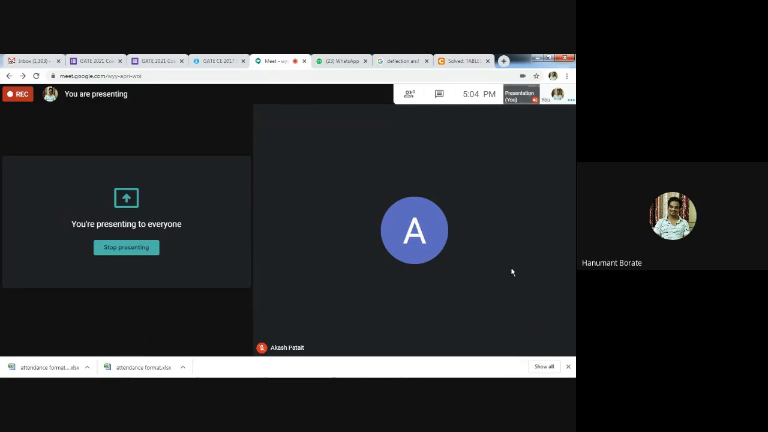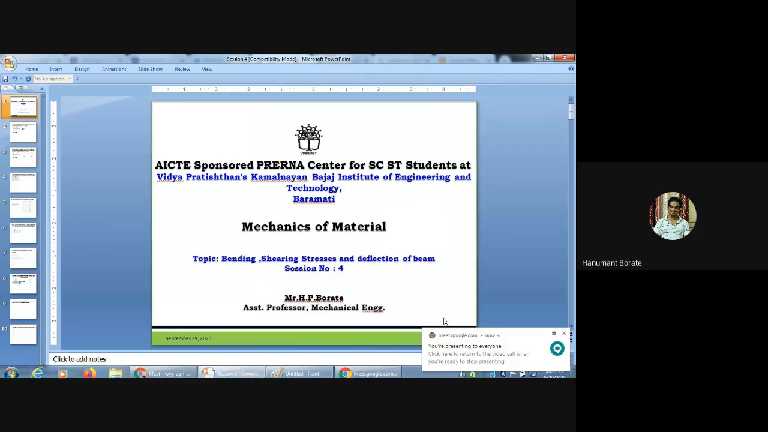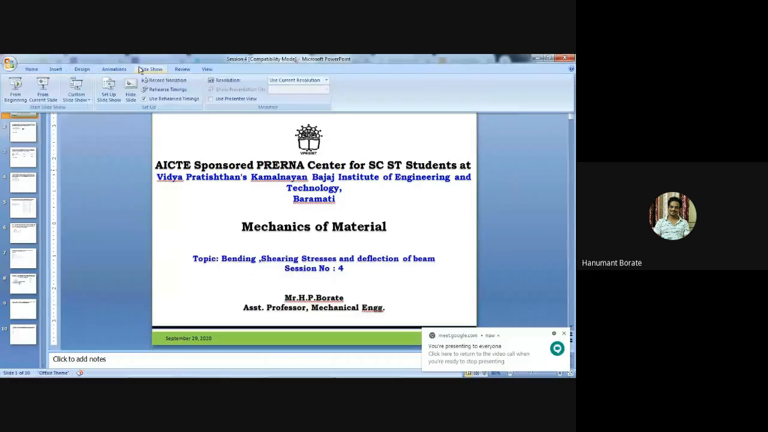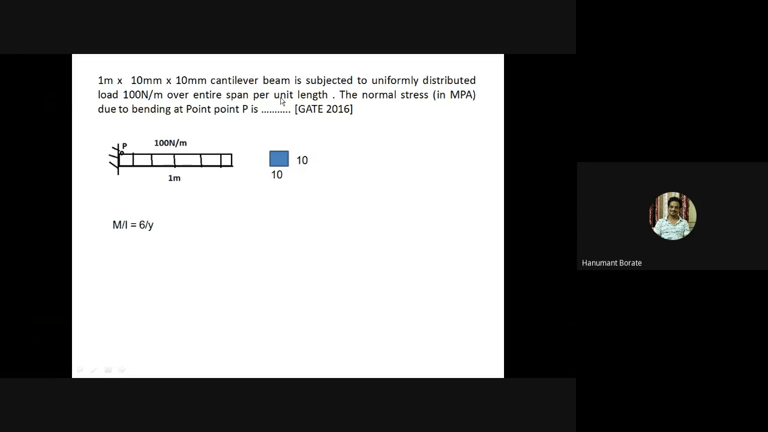Today we are going to discuss bending stress and shearing stress. And if time permits, we will go for deflection of beam also. So in this session, we are going to solve problems.